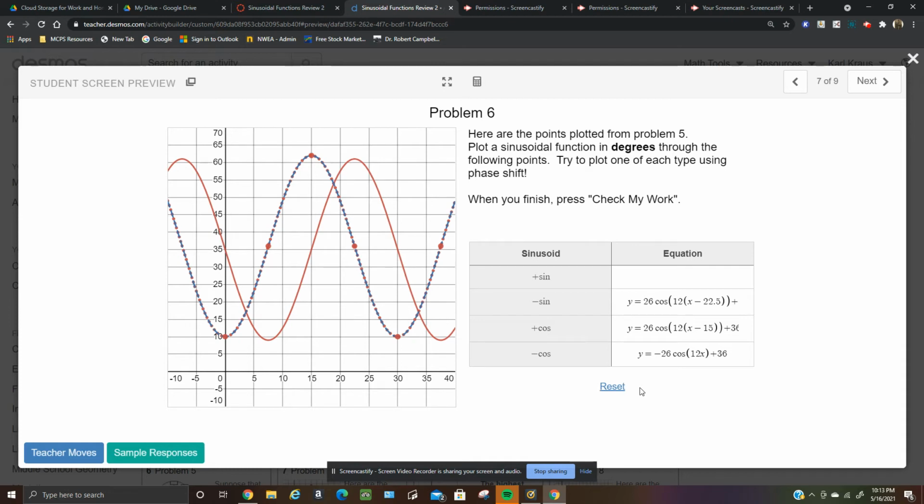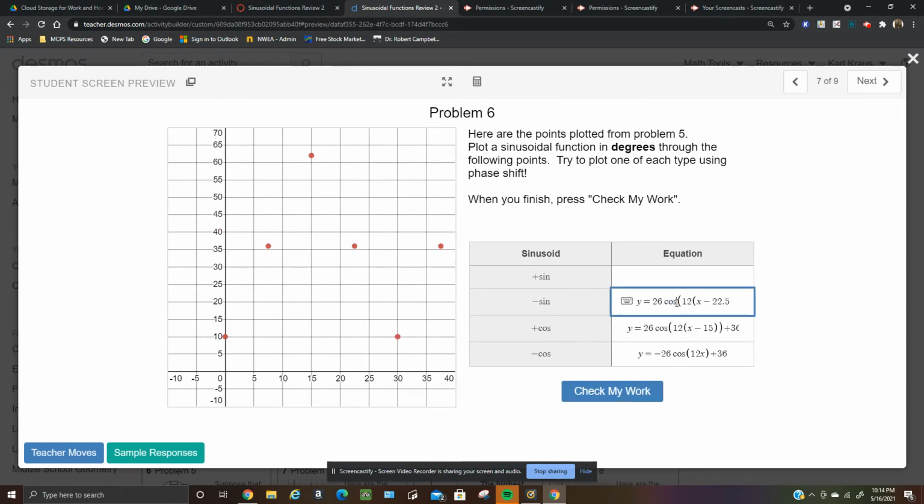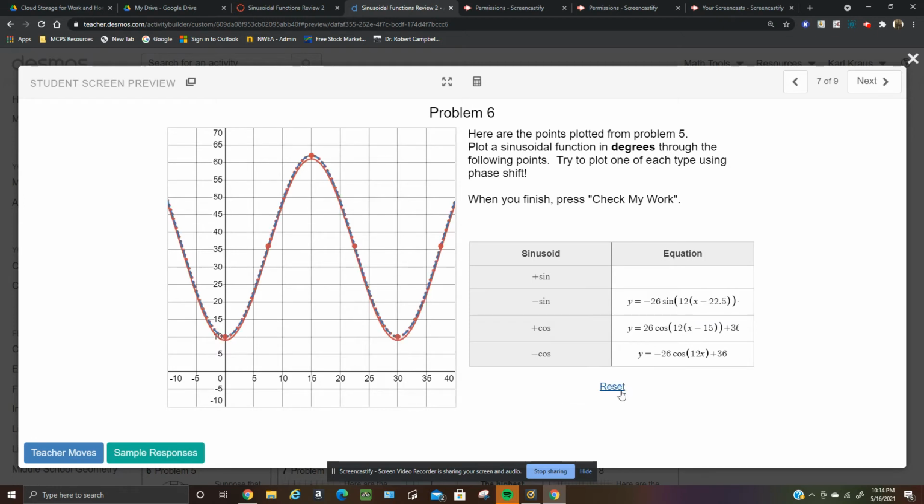So that one's wrong for some reason. What's wrong with that? Oh, that's a sign. Should be a sign there. And negative. So two mistakes there.